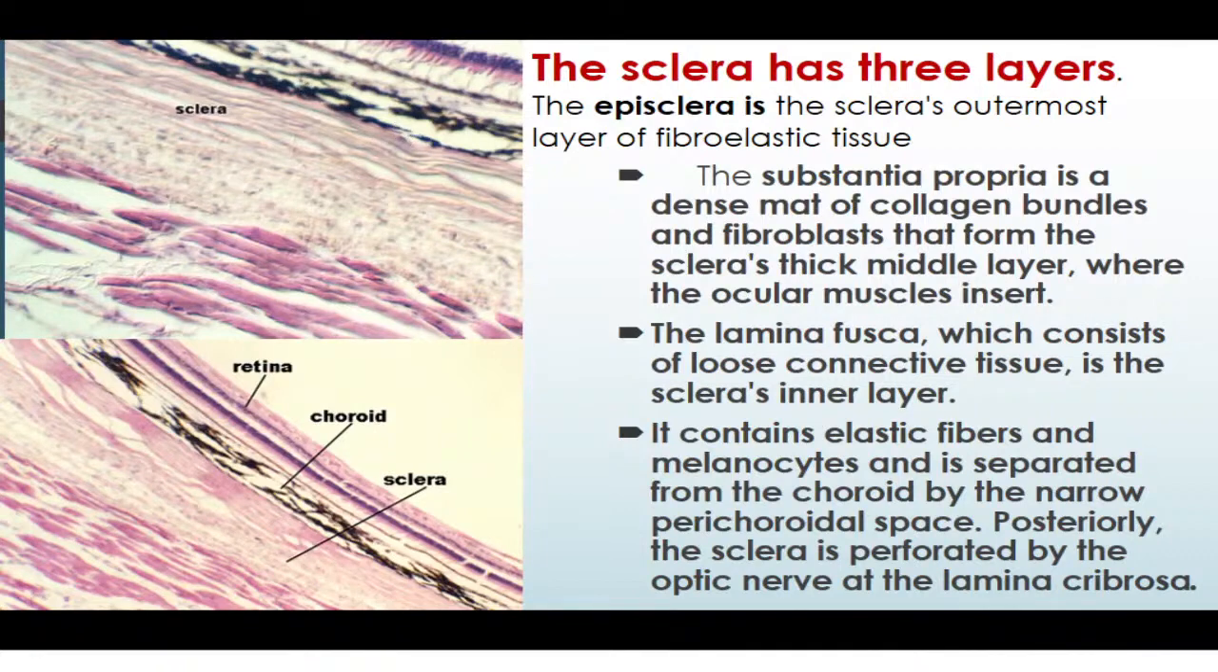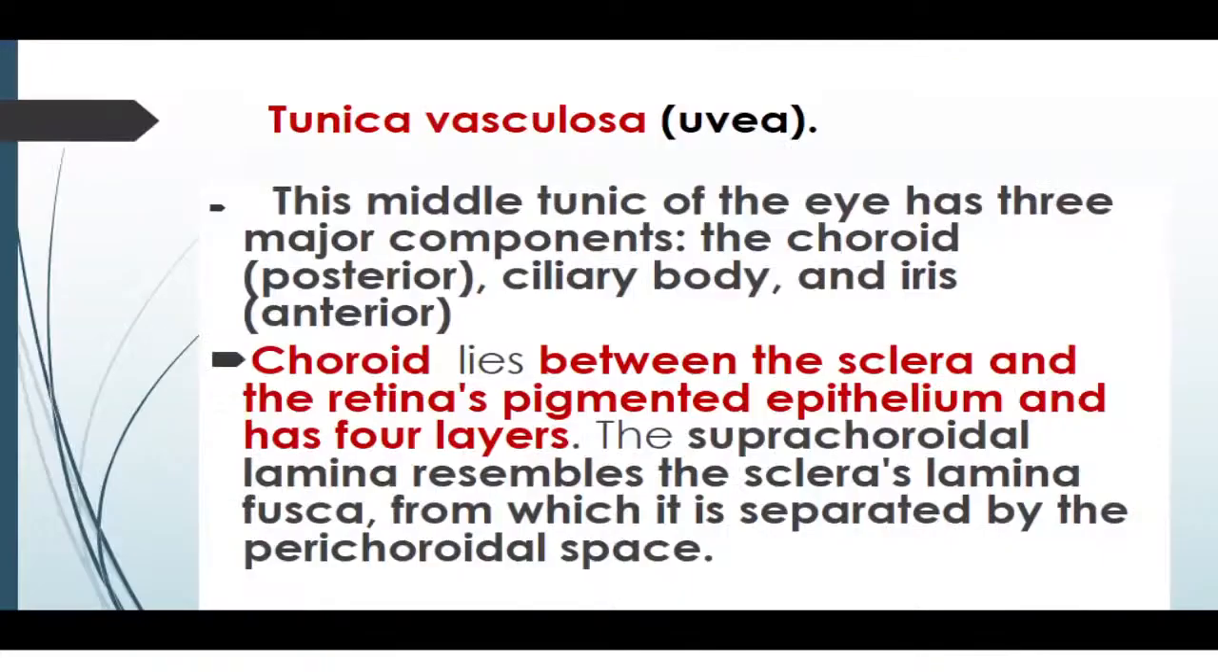Posteriorly, the sclera is perforated by the optic nerve and the lamina cribrosa. Again, episclera outermost, lamina fusca innermost, and perforated posteriorly by the lamina cribrosa. Thank you. Next is the tunica vasculosa, the uvea.